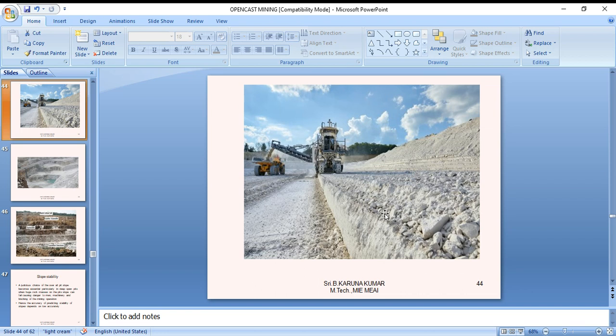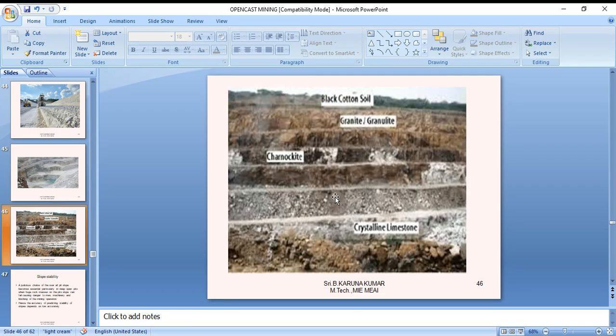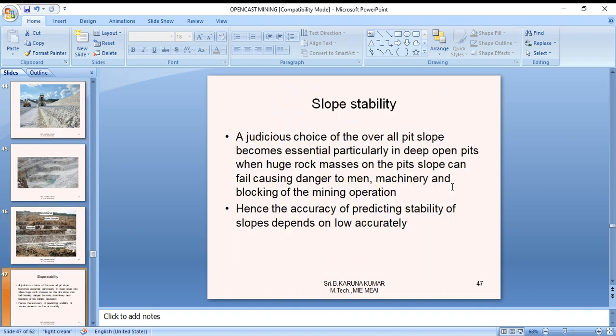The highest hardness is also available in limestone, as far as its characteristics are concerned. This is one example of a limestone mine. This is also a limestone quarry. Here the Warby and other characterized limestone are shown. This is a crystallized limestone. Granite is also available here. This is black cotton soil. These are different views of the limestone. Go to the next slide.